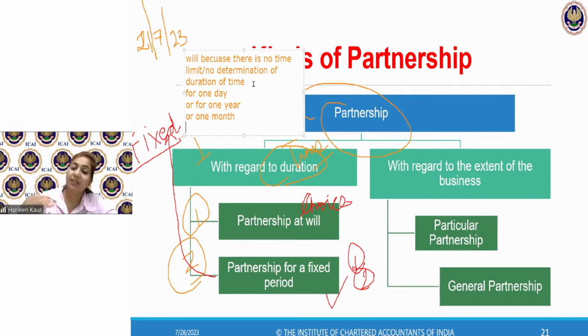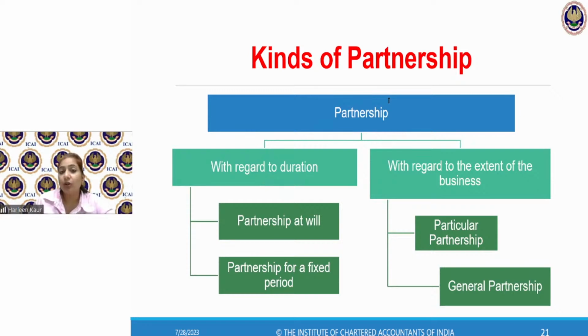But partnership for a fixed period is generally continued for the number of years that they have determined and agreed to do business. Clear हो गया? ये तो हो गया with regard to duration, time period से. अब आ जाते हैं with regard to extent of business. So what is the meaning of extent of business? Means till what duration we are going to do this business. It says there are two types of partnership for your business period. Particular partnership and general partnership.